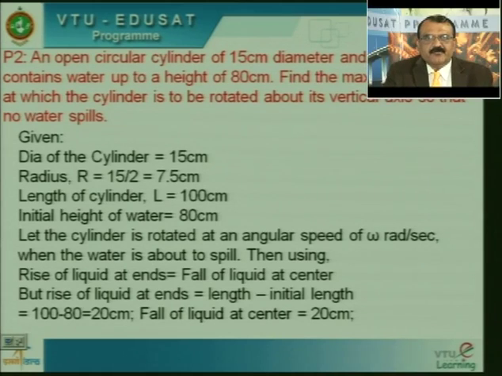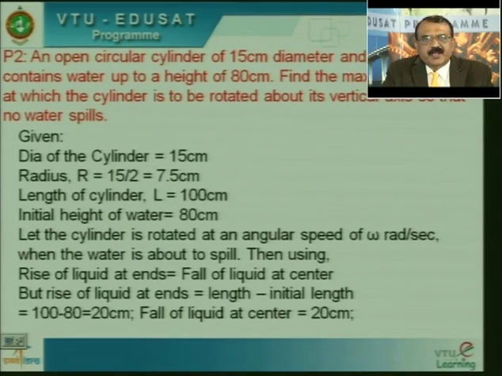Diameter of the cylinder is 15 centimeter. You need radius, therefore radius is equal to 15 divided by 2, that is 7.5 centimeter. Length of the cylinder L is equal to 100 centimeter. Initial height of water is 80 centimeter. Now you need to rotate this cylinder in such a way that the rise in level should not cross this 100 centimeter.